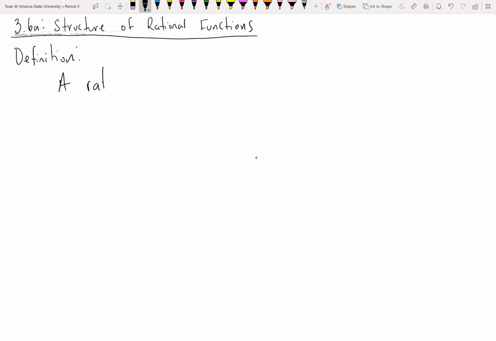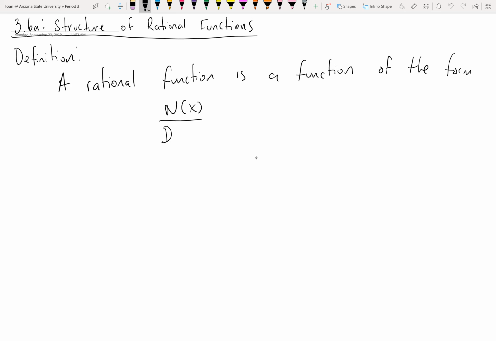a rational function is a function, no duh, of the form n of x over d of x. Now, n and d are just function labels, so they could have been anything, but you guys can probably guess why I chose n and d, numerator and denominator, where n of x and d of x are polynomials.